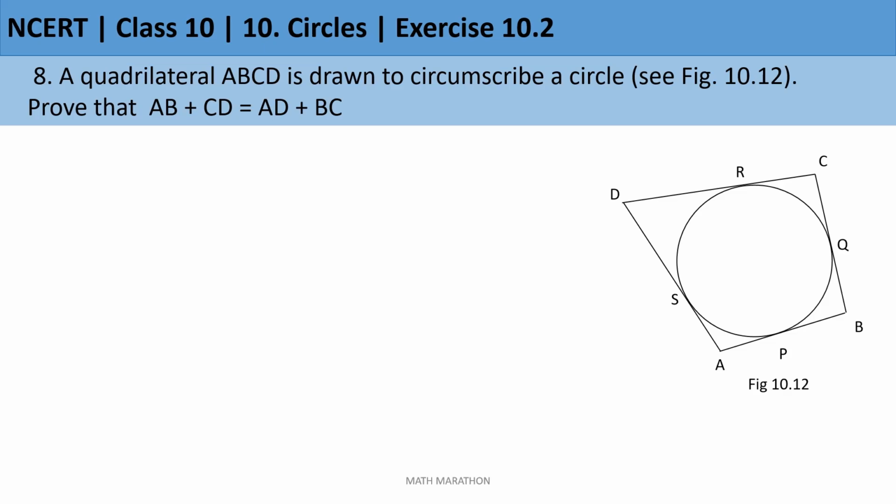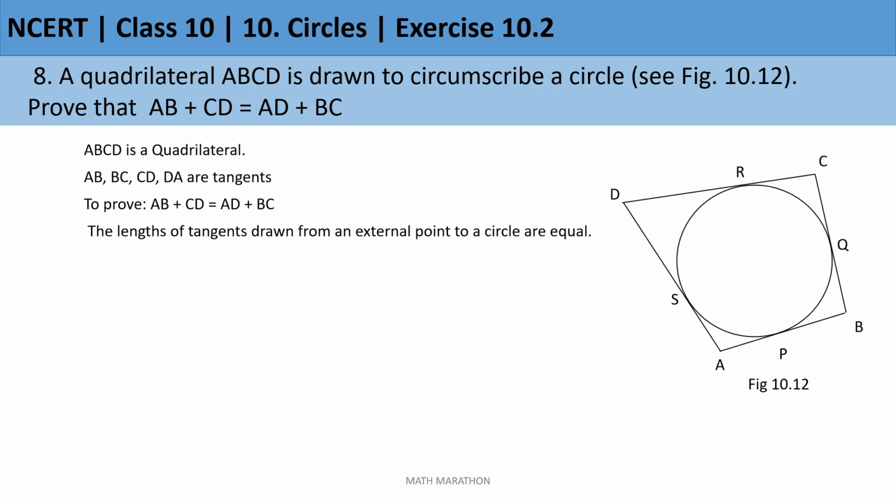A quadrilateral ABCD is drawn to circumscribe a circle. See picture. Prove that AB plus CD is equal to AD plus BC. ABCD is a quadrilateral. AB, BC, CD, and DA are tangents. We need to prove AB plus CD is equal to AD plus BC. We know that the lengths of tangents drawn from an external point to a circle are equal. A is an external point. AP is equal to AS.